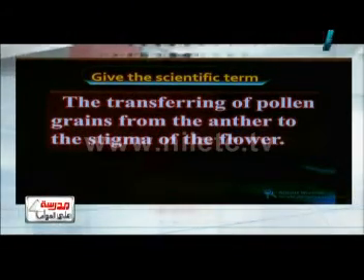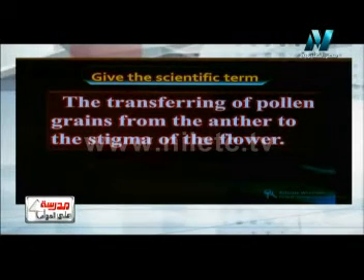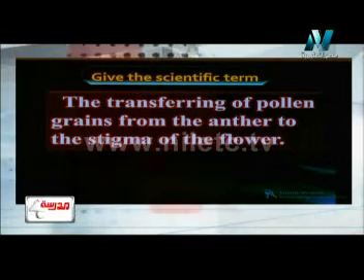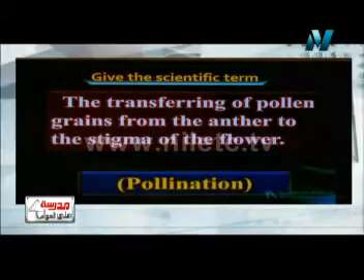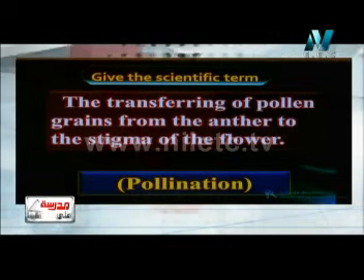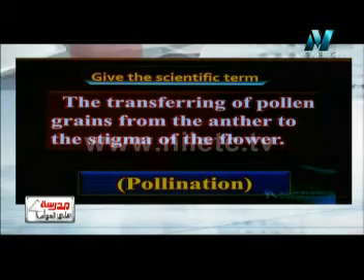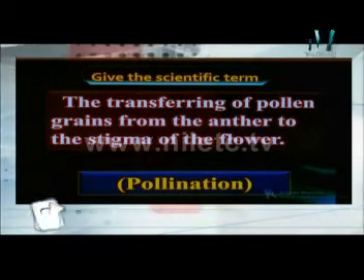The transferring of pollen grains from the anther to the stigma of the flower is called pollination. The pollination is divided into two types. The first is self-pollination. The second is mixed or cross-pollination. If the pollination takes place by transferring the pollen grain from the anther to the stigma of the same flower or another flower on the same plant, that's called self-pollination. But the transferring of the pollen grain from the anther of a flower to the stigma of a flower on another plant is called cross-pollination or mixed pollination.